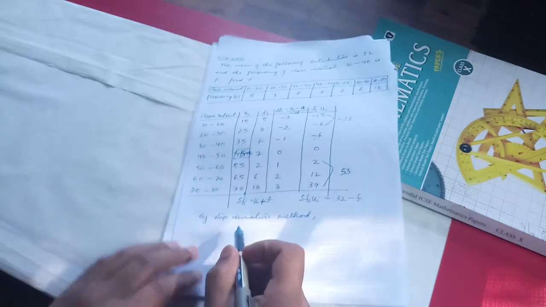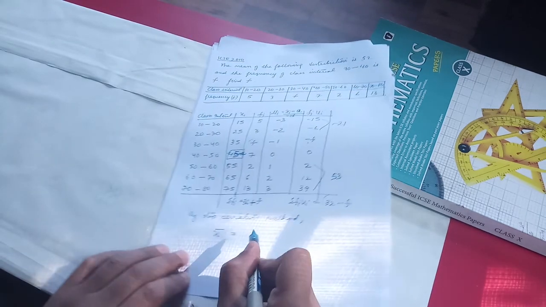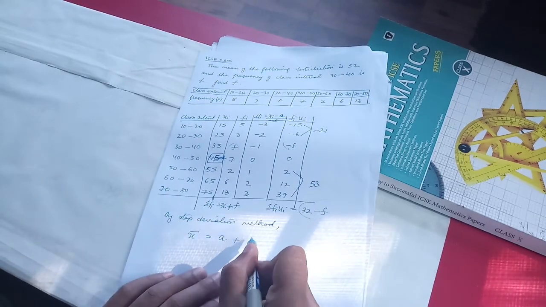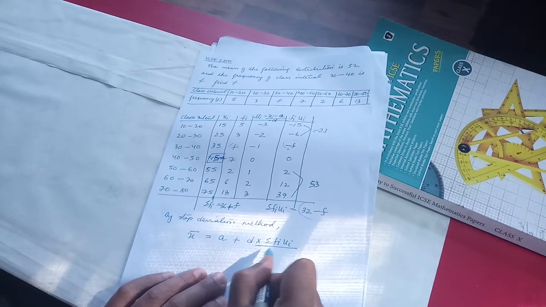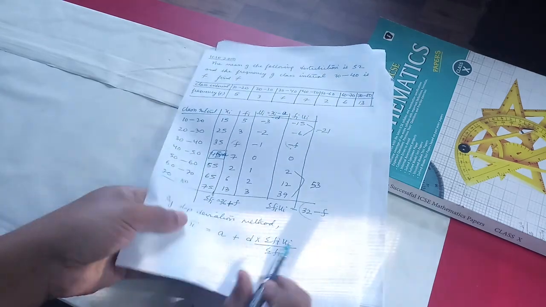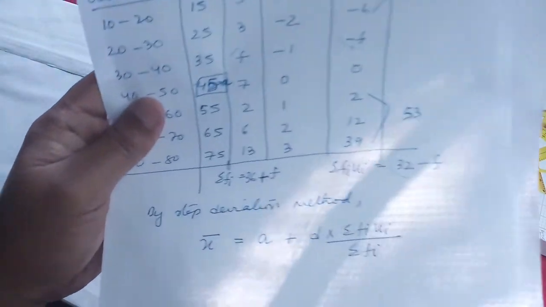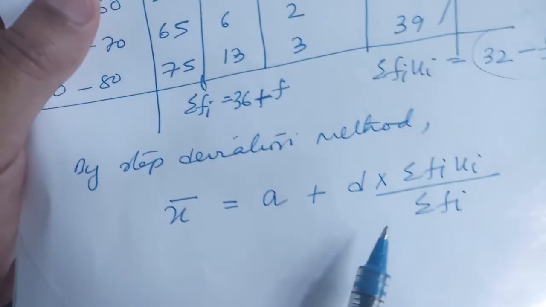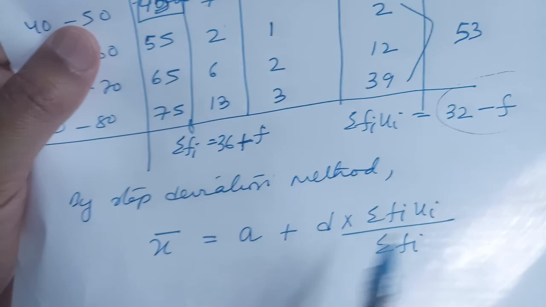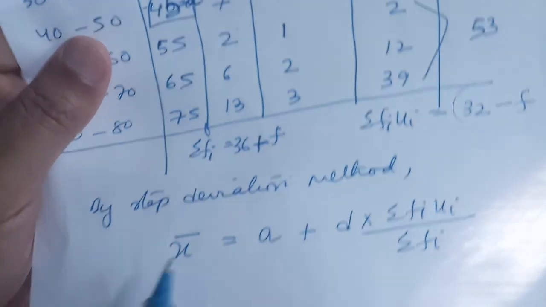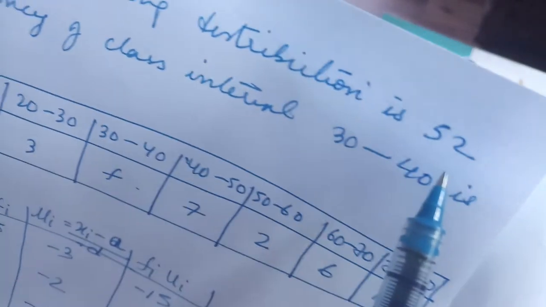By the step deviation method, we have learned the value of the mean is a plus d into summation fi ui divided by summation fi. In the previous class, this class size we used as c, but the standard one is d. Now in this formula, the mean is given to you, and that is 52, so we substitute that 52 here.